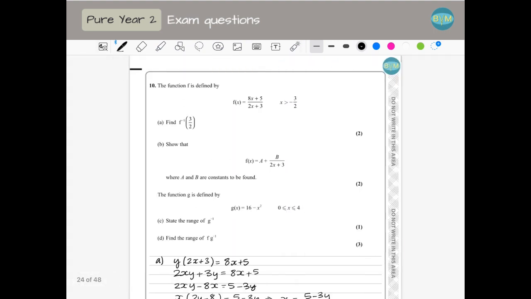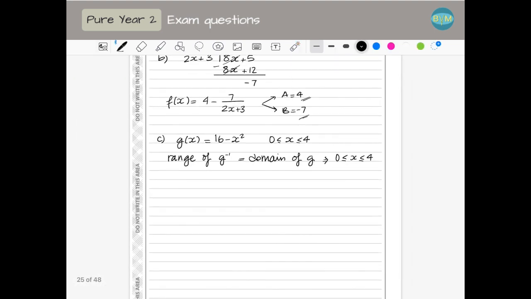And the next thing they ask is, so that's C, and D is find the range of f of g minus 1. So when we do f of g minus 1, we are doing first g minus 1, and then we are applying f to that. The range of g minus 1 is 0 to 4. And then we are applying f to that. So what we are going to do is to find f of 0 and f of 4, and that will be our range, yeah?